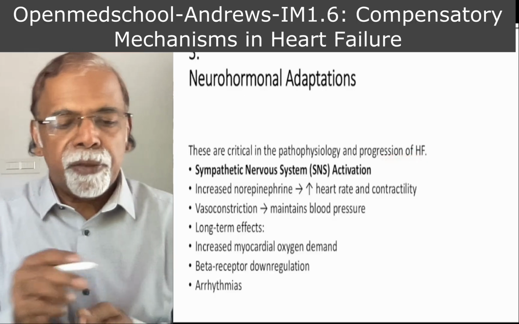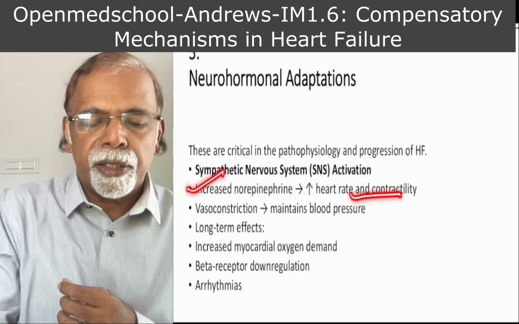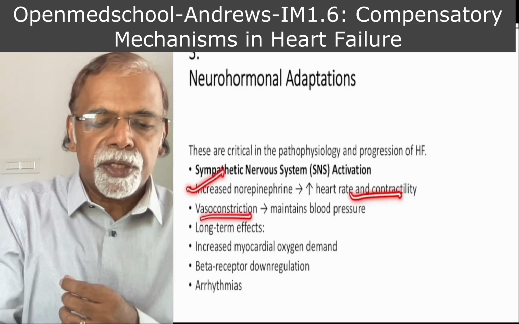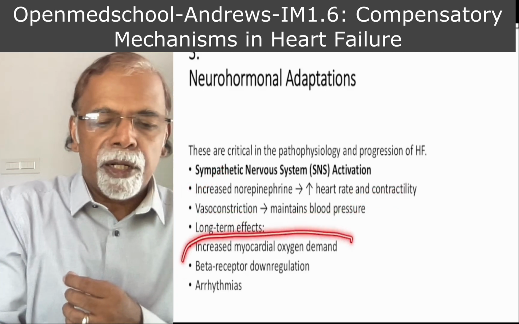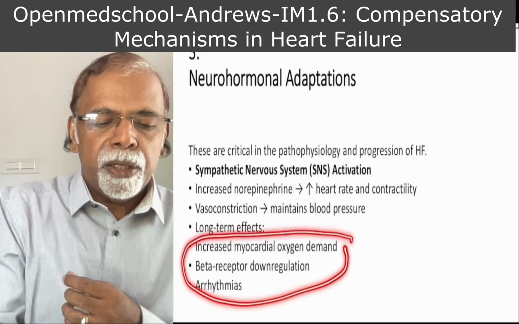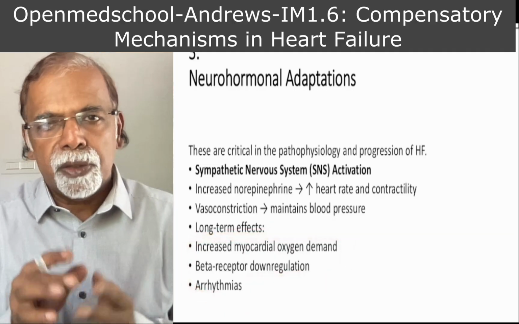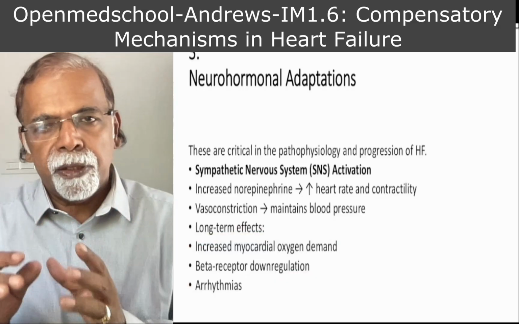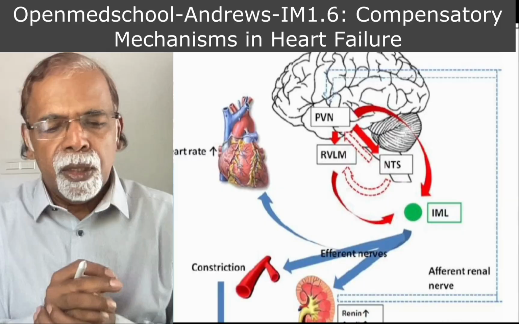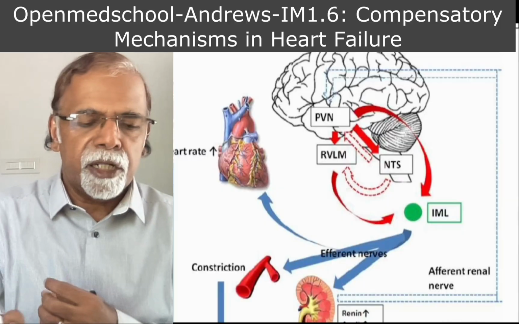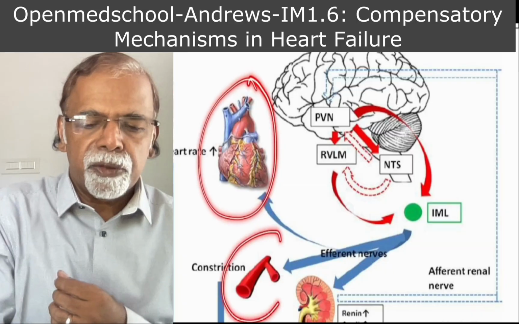So sympathetic nervous system activation leads to increased norepinephrine, the heart rate and contractility increase, and there is vasoconstriction to maintain the blood pressure. But in the long term it produces increased myocardial oxygen demand, beta receptor downregulation, and development of arrhythmias. That is why in heart failure one of the treatment modalities is to give a beta blocker. So here it shows that when there is heart failure, the heart rate increases and vasoconstriction occurs.